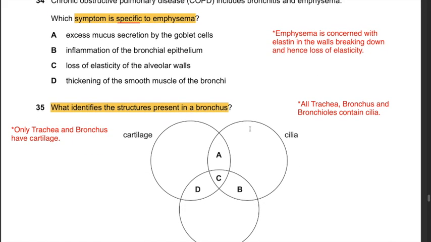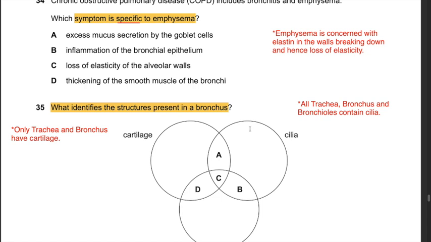Question 34. Chronic obstructive pulmonary disease includes bronchitis and emphysema. Which symptom is specific to emphysema? The keyword over here is specific to emphysema only, not to bronchitis as well. A. Excess mucus secretion by the goblet cells. B. Inflammation of the bronchial epithelium. C. Loss of elasticity of the alveolar walls. D. Thickening of the smooth muscle of the bronchi.